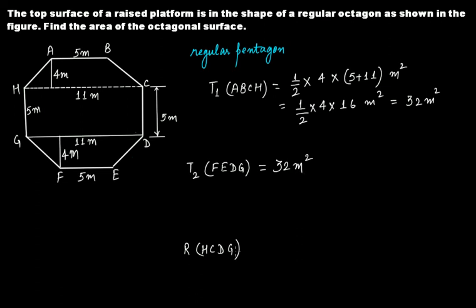Right? Now, the area of this rectangle. So the area of rectangle is what? Length multiplied by breadth. In this case, length is what? 11 meter. And what's the breadth? That is 5 meter.